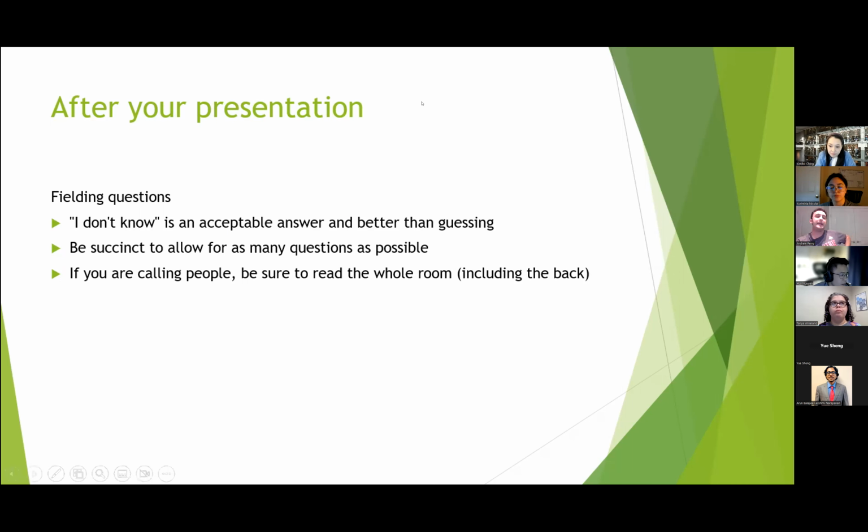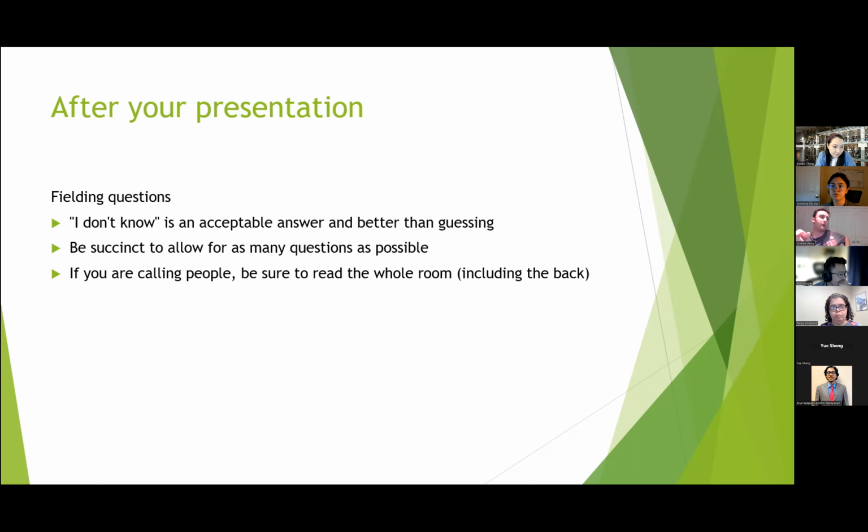But it's in general better and honestly more ethical in my view, and it's actually something I think that people will respect. If I don't know the answer, I am not going to make one up. I don't know, and that is okay. Be succinct. Do not, if you can help it, ramble in an answer, because maybe more than one person has a question, and you don't want to burn up the whole question time with one person, with one question.